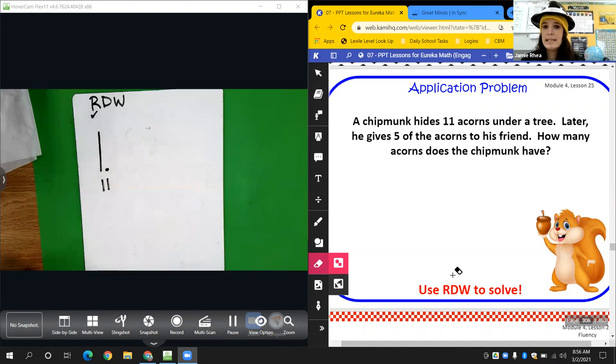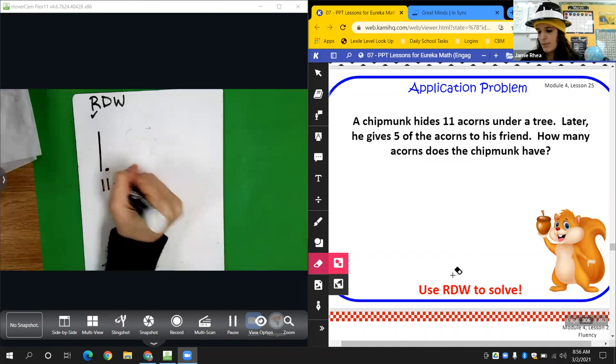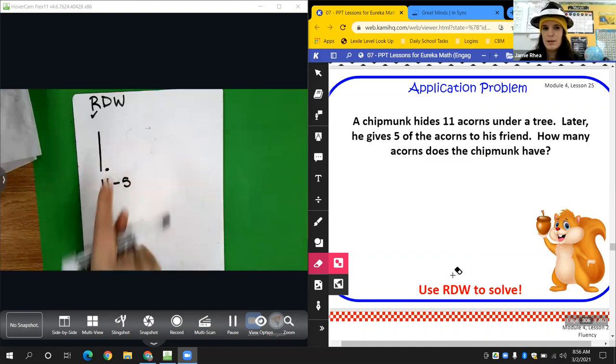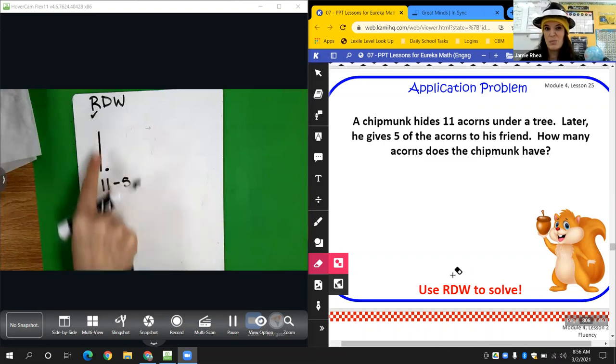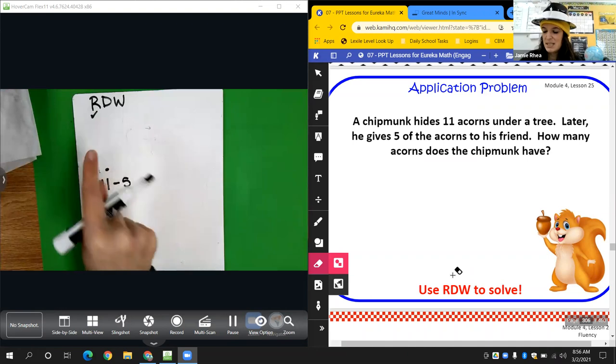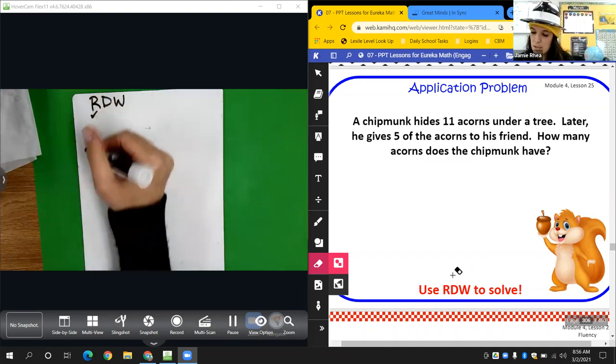Later, he gives 5 of the acorns to his friends. If he's giving something away, that means we have to take away 5, minus 5. Now, we probably shouldn't have used quick tens and ones because we can't take 5 without breaking apart our 10 into 10 ones. So let's go ahead and do that. Let's make our 10 into 10 ones.